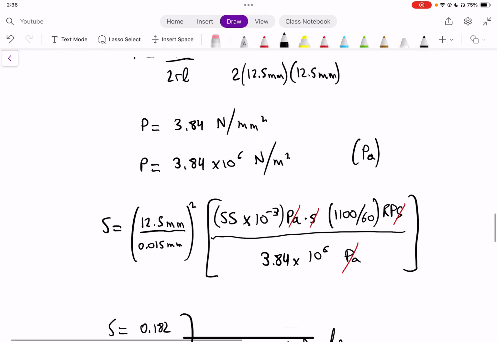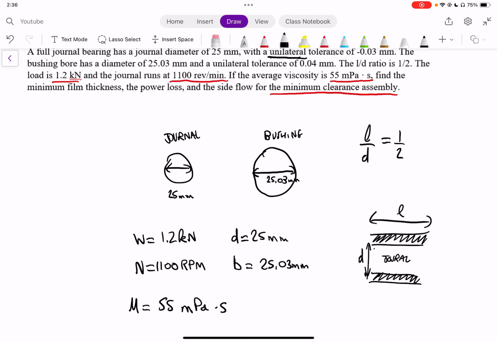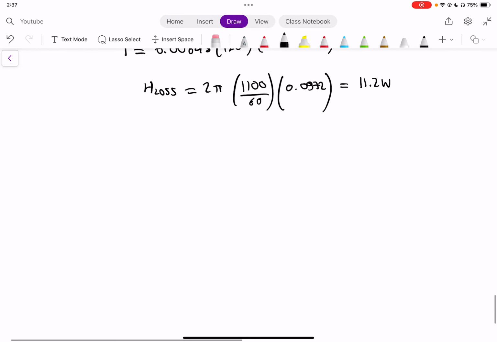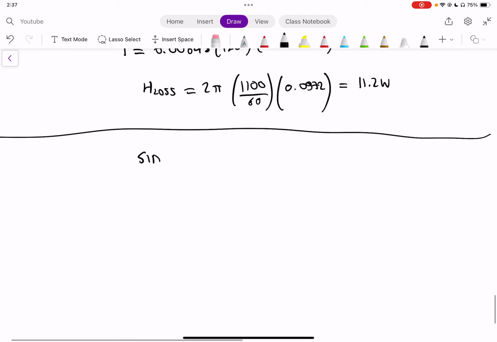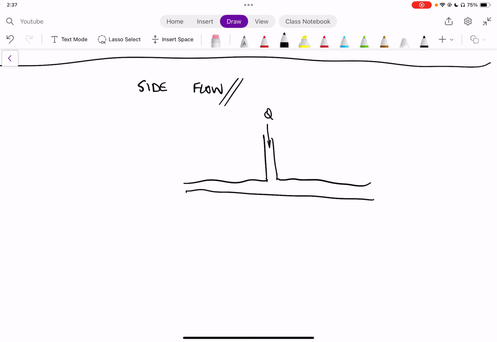Then the next thing we're going to have to find, and essentially all the findings are going to be done in the same way, is the side flow for the minimum clearance assembly. So we're going to have to find side flow. And what side flow is the following. Whenever you have a bearing, you have a total flow coming in, and you have a bearing that's placed like this, with your journal in the middle, and your fluid drawn in red. Your fluid is here.